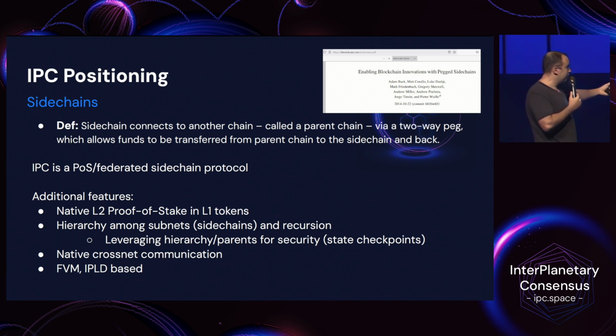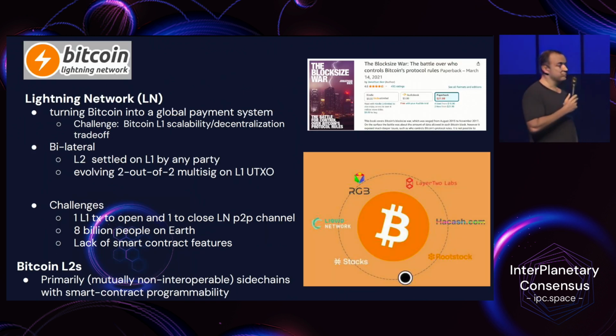And what else you get is native L2 proof of stake in L1 tokens, hierarchy and recursion, and native crossnet communication. And this is our design principle that I didn't stress so far: our solution relies on FVM and IPLD. So you have content addressing, and you have the ability to program WASM smart contracts, basically built in. And this is not what you typically have in sidechains, right? So compared to, for example, Bitcoin L2, in Bitcoin L2 the dominant technology is the Lightning Network, of course, right?